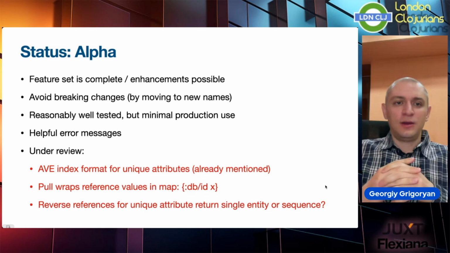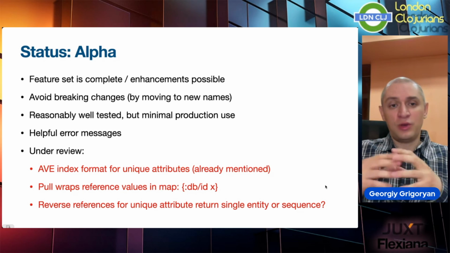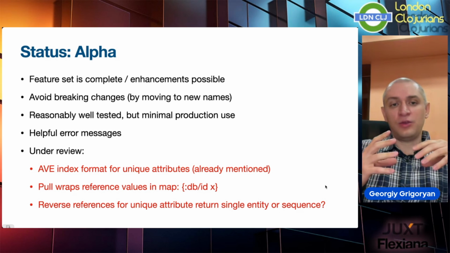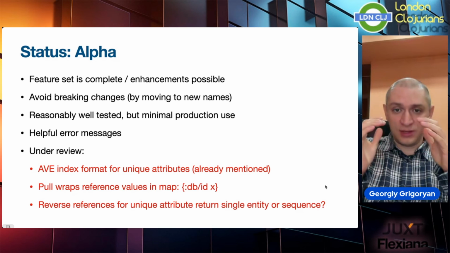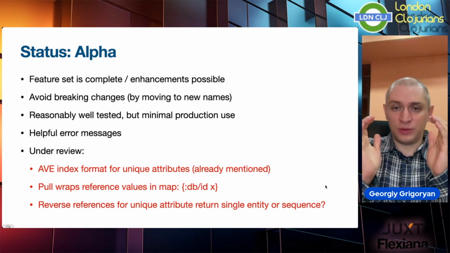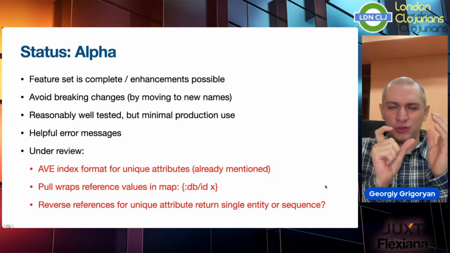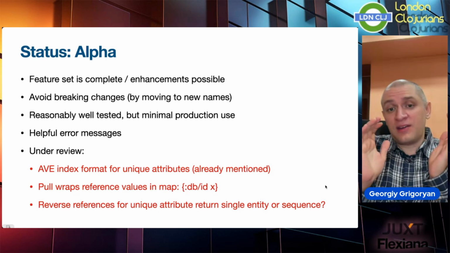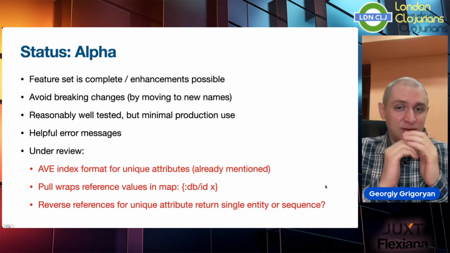And highlighted in red here are the decisions that are still under review. So the first bullet point I already mentioned. The other two: when you do pull and you pull a reference attribute, the value for that attribute will get wrapped in this map, DB ID and X, meant to represent the entity ID, just like Datomic does. With Datomic, a map indicates a new entity, right? So you visually see that nesting. With EntityGraph, it does not really, because you can have a map value not be a separate entity, right?